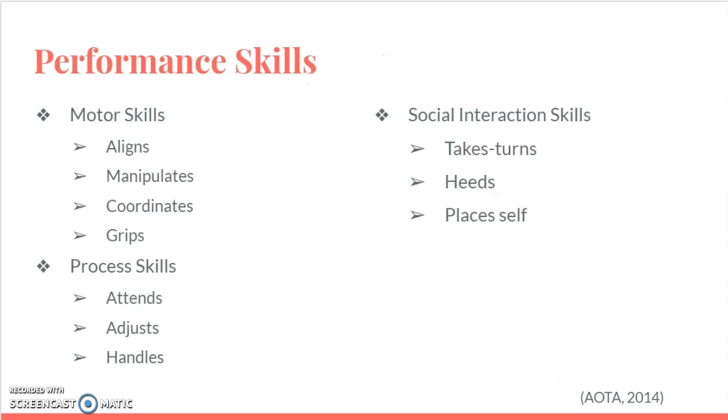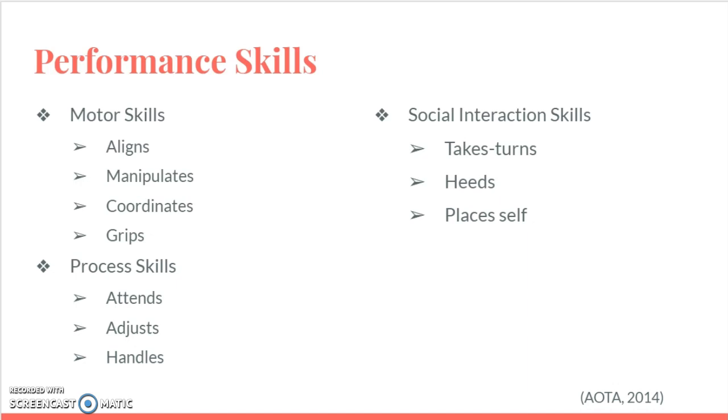To successfully use the puzzle cubes, E is required to have different performance skills. For motor skills, aligns. E is required to effectively align the blocks, ideally with them in hands rather than on a table for support. Manipulates. The puzzle nature of the blocks requires E to use dexterous movements.